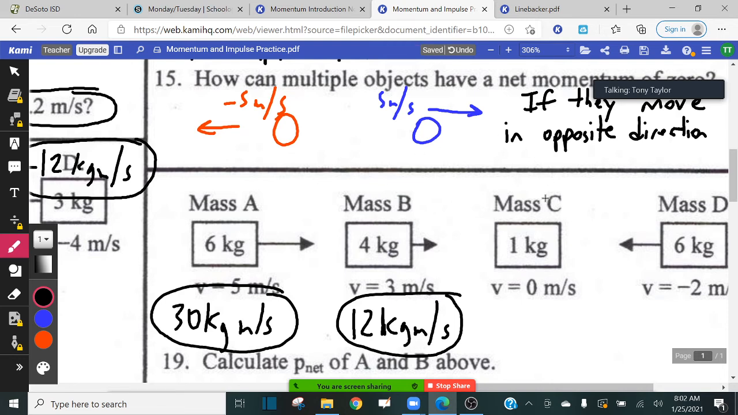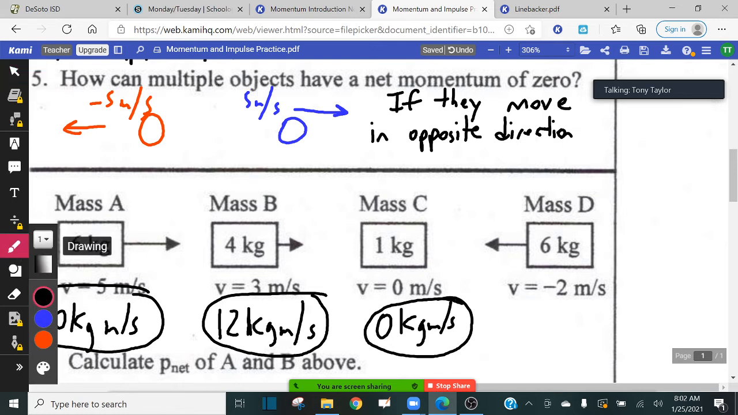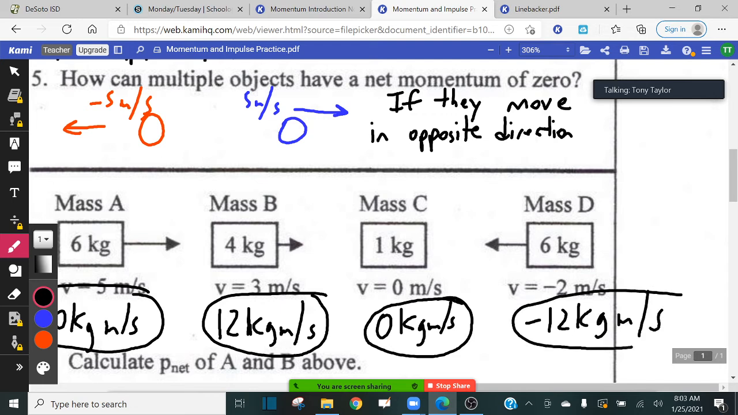What about the momentum of mass C? This object is not in motion. Anytime an object has zero velocity, it has zero momentum. So 0 kilograms meters per second is our momentum for mass C. And lastly, mass D. What is our momentum? Now this object is moving toward the left, so that means its momentum must be negative. 6 times 2 gives me, in this case, negative 12 kilograms meters per second. So here we actually have a negative momentum for mass D.